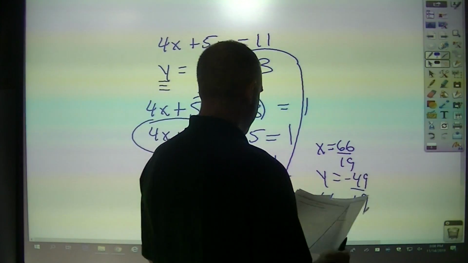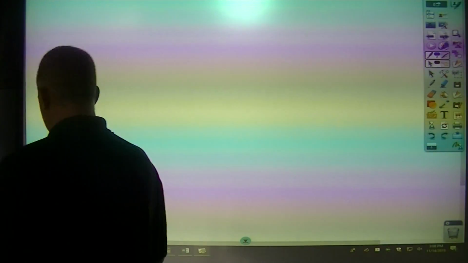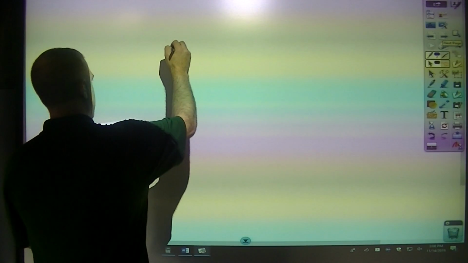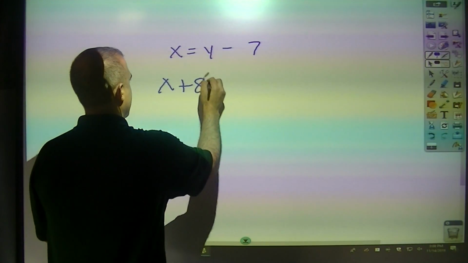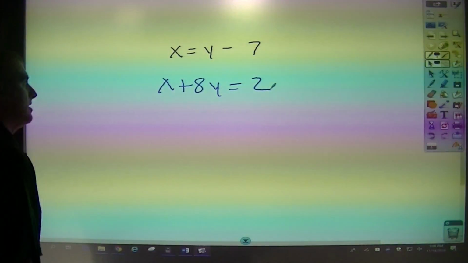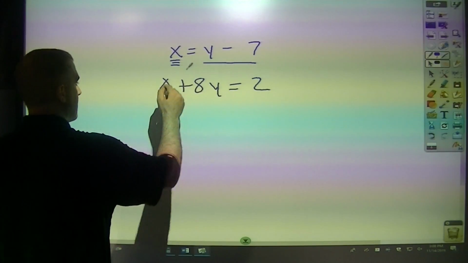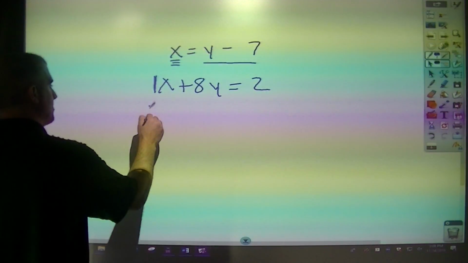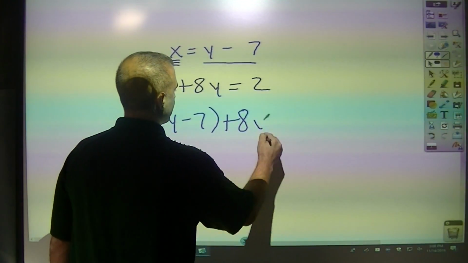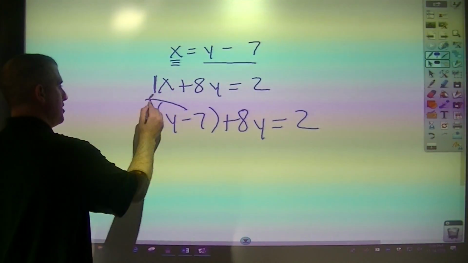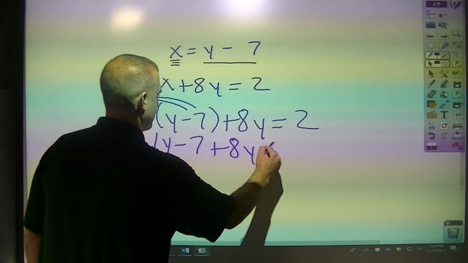All right, let's do another example here. Okay, let's do this one. x equals y minus 7. x plus 8y equals 2. Now, as you can see, I want to substitute this in for x. So I'm going to put a 1 here because that's going to help me. 1 times y minus 7 plus 8y equals 2. So I take this 1 and distribute it. So that's 1y minus 7 plus 8y equals 2.